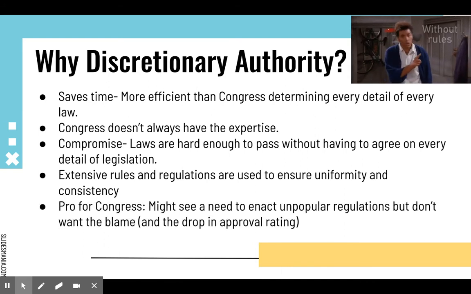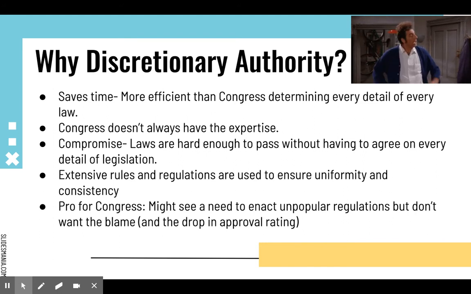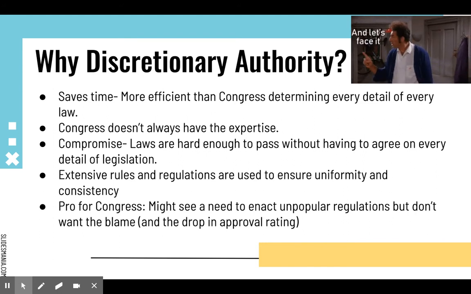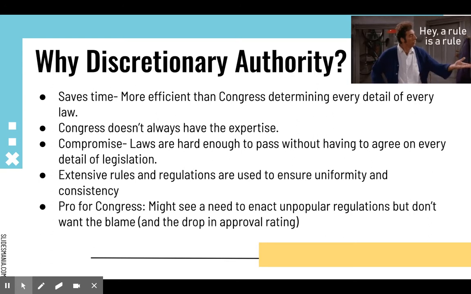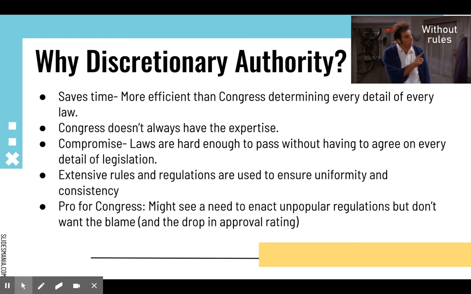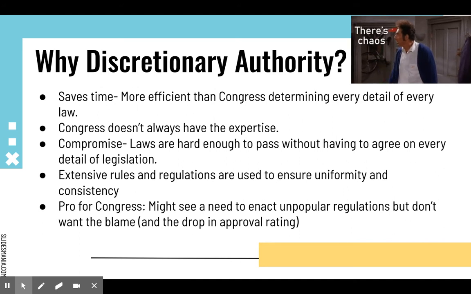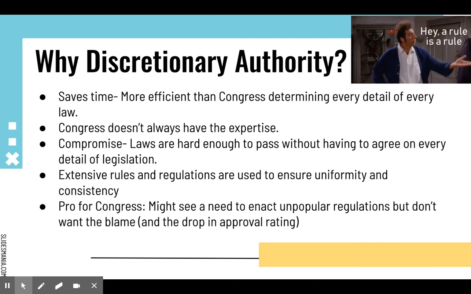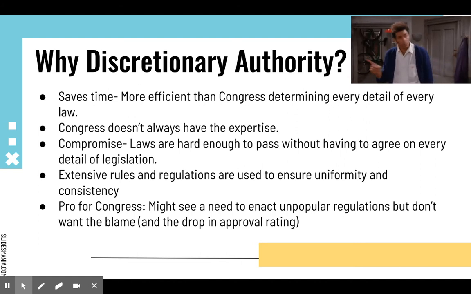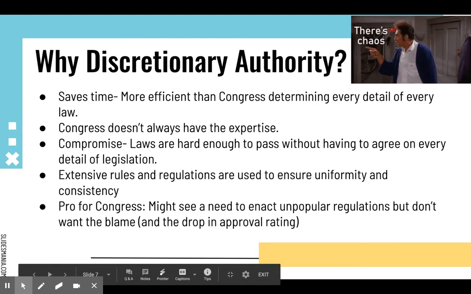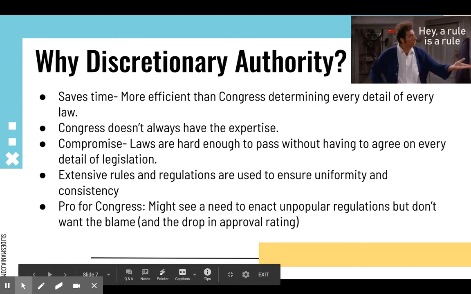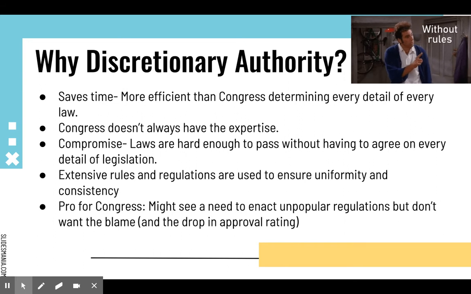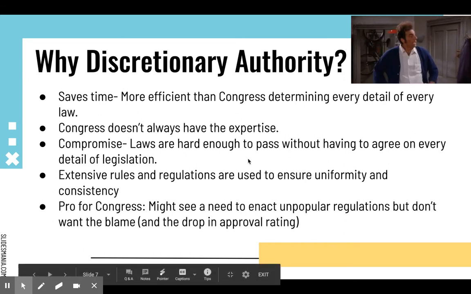And there's actually a pro for Congress here too, right? I mean, Congress itself, they're up for reelection pretty frequently, especially the House. Right? A congressperson might see a need to enact an unpopular regulation, right? Like maybe that is increasing taxes, for instance, but they don't want the blame that comes from being the name behind that regulation, because that would drop their approval rating. So basically, Congress can kind of use the bureaucracy almost as a scapegoat to maybe keep up their approval rating a little bit.